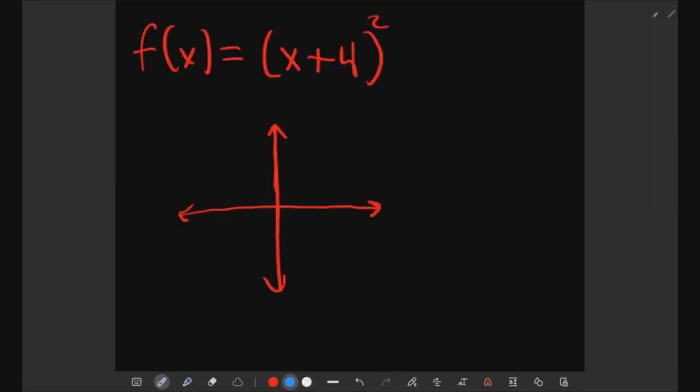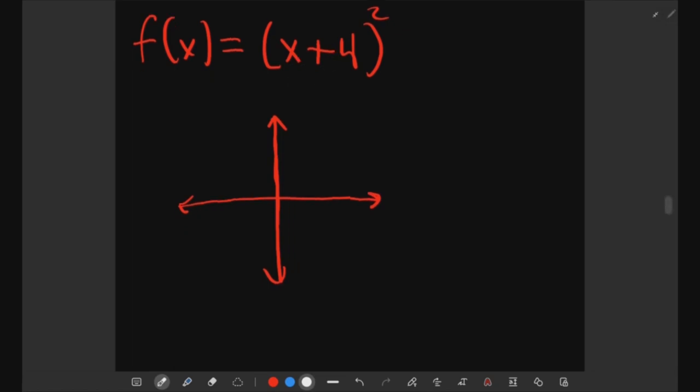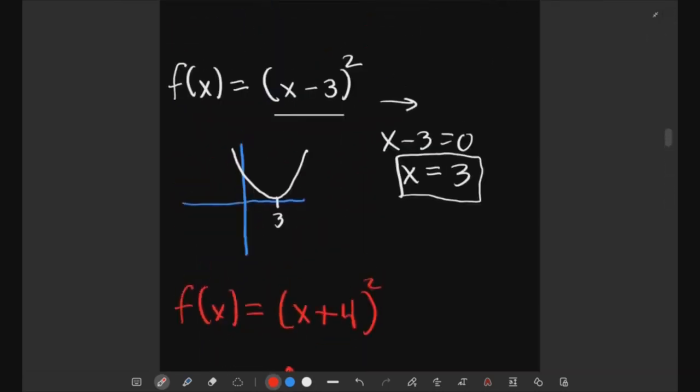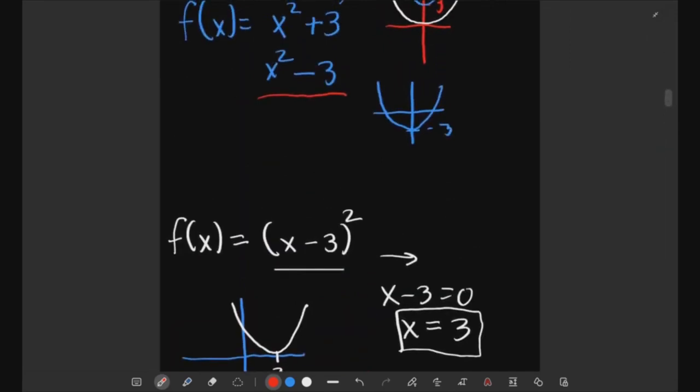Okay, let's look at this one. F of x equals (x plus 4) squared. Now, we have this plus 4, and we already established that you do the opposite of what this says. And the opposite of positive 4 is gonna be negative 4. So you're gonna start over here. Hope you understood that. Let's go to another example where we'll combine the horizontal translations with the vertical translations.